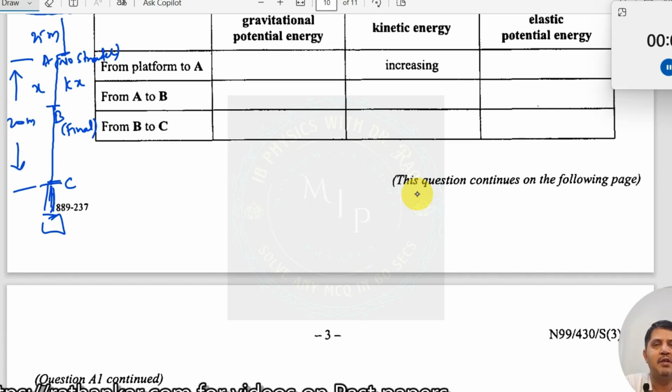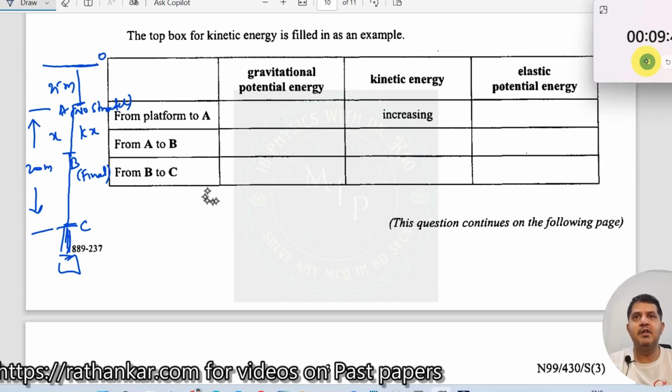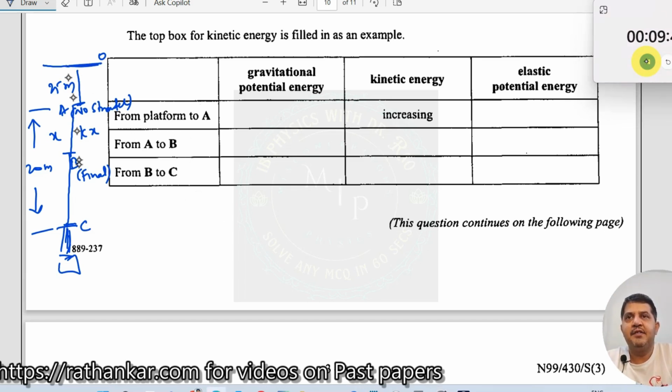Sometimes we need to write down all the hidden values, then only will you get this. With this we will now start answering. From platform to A, what is happening to the gravitational potential energy? This is the platform, and the ground is somewhere over here. The height is much higher, so at this point the potential energy was maximum. When a person was standing on the platform, it was maximum.